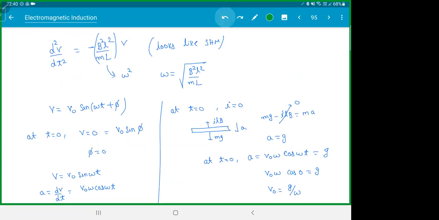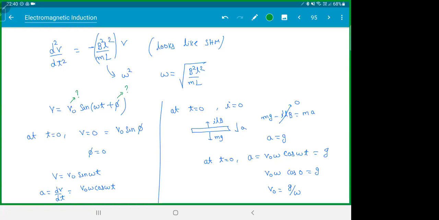The solution for this differential equation is v is equal to v naught sine omega t plus phi. Now here, v naught is a variable. Phi is also variable. If I can find these two, my job is done. At t equals 0, velocity is 0, so phi is 0. Differentiate this, I get acceleration.